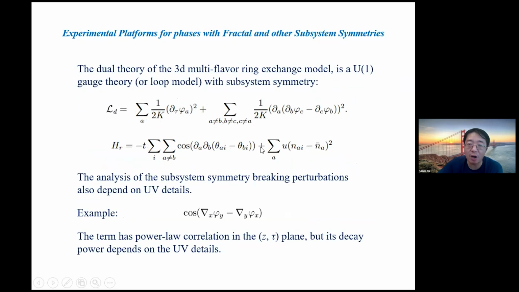Again, we can study whether the three-dimensional multi-flavor ring exchange model and the three-dimensional exotic loop model are stable against subsystem symmetry breaking perturbations or not. Again, the question will involve the UV details. So for example, we can turn on an operator like this.